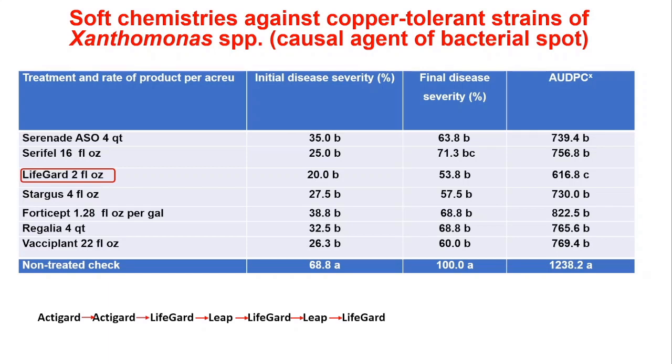So the program which we are recommending for situations where you do have copper tolerance: you start with Actigard, and then for the first 2 or 3 shots, then come back with LiveGuard, and rotate with Leap. So you start with Actigard, do LiveGuard or any other listed software products, and then end with Leap.